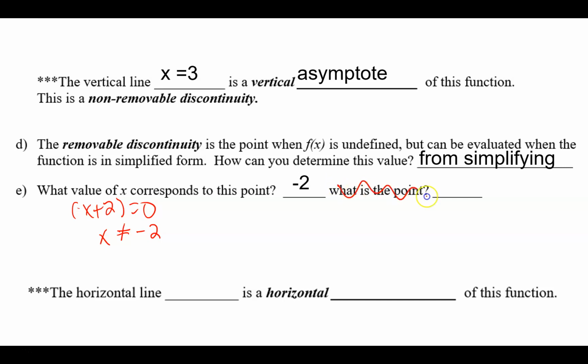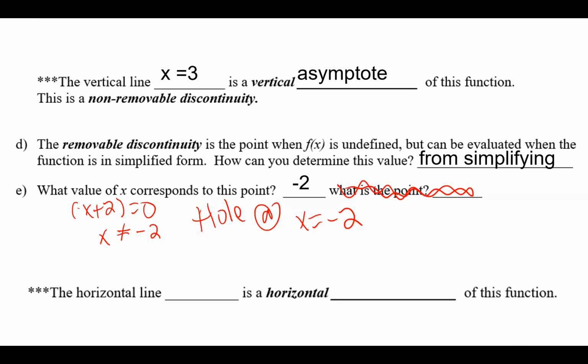Okay, and don't worry about this part. We're not going to do that. So we have a hole at x equals -2. Okay, so there's going to be a hole in my graph. I'm going to show it to you here in a minute.